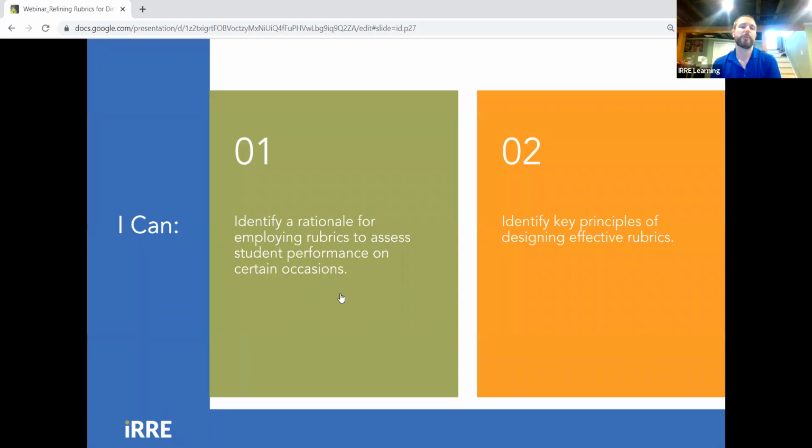We are talking today about refining rubrics for distance learning, and we have 2 I Can statements we want to attend to. We first want to identify a rationale for employing rubrics to assess student performance on certain occasions. And we also want to identify key principles of designing effective rubrics throughout.